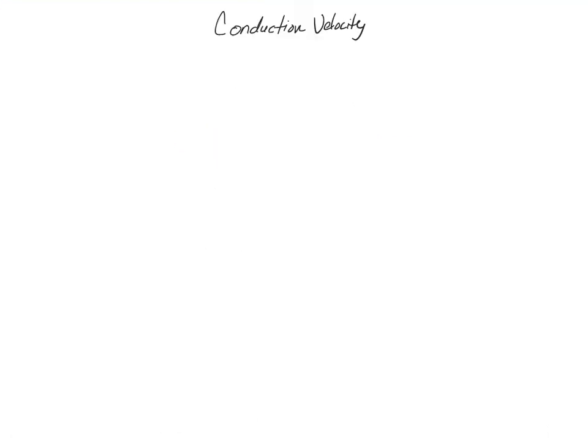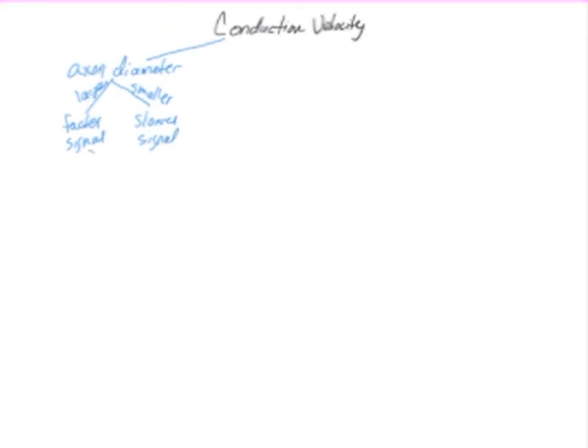So thinking about conduction velocity, there are a lot of things that can really impact this. The first one that we have talked about before is axon diameter. Larger means a faster signal can move along the surface of the plasma membrane. With a smaller one, you have a slower signal that can move across the plasma membrane. Both of these are related to surface area.